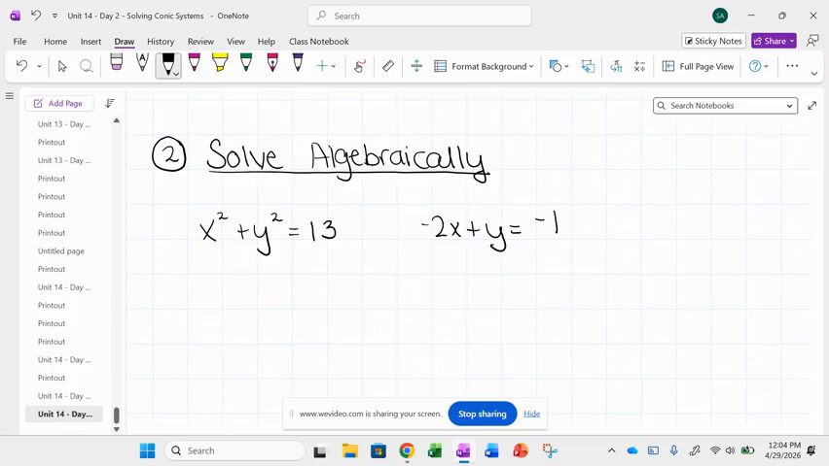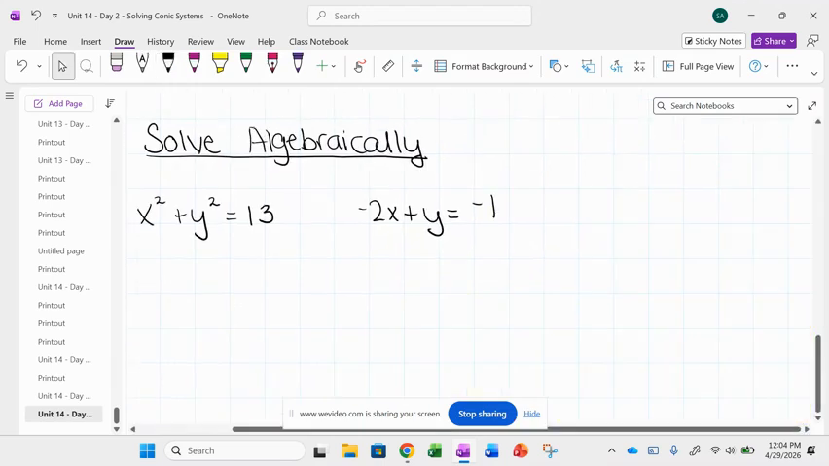They're not the same. They're not like terms. They're different exponents. So solving through elimination is not the recommended way. So what do I recommend? How do I recommend we solve this? Through substitution.